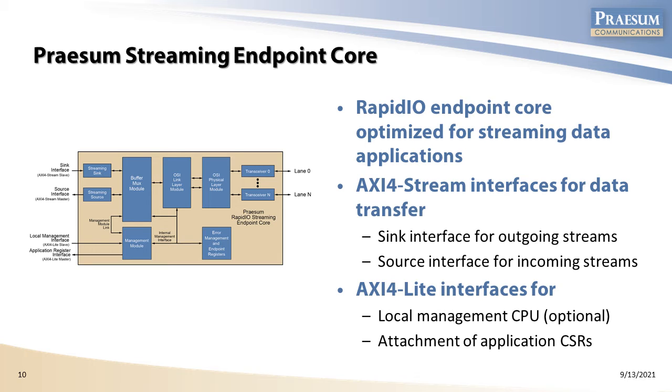One is the local management interface, which is used by a local CPU if implemented. There's also what we call our application register interface, which is an AXI4 Lite master interface. This is used to connect local peripherals that can be managed remotely across the link, eliminating the need for a local CPU.